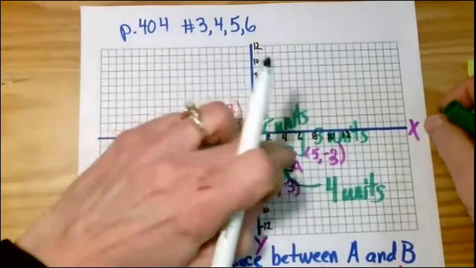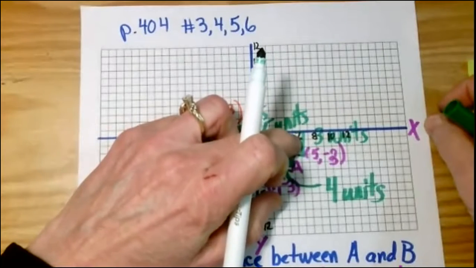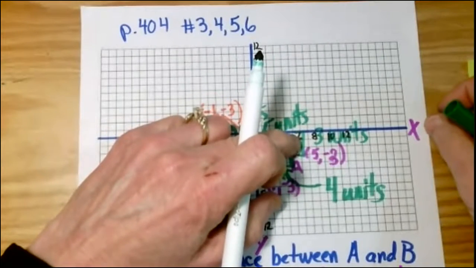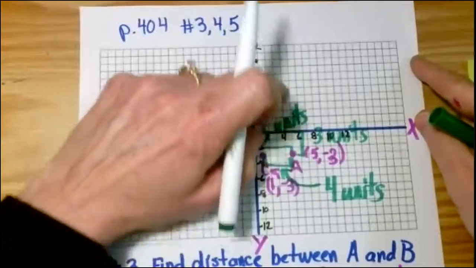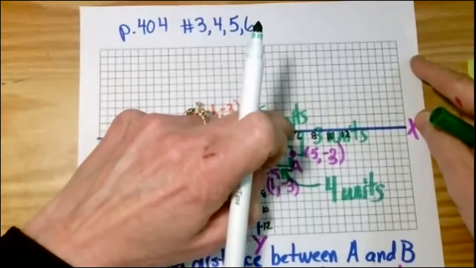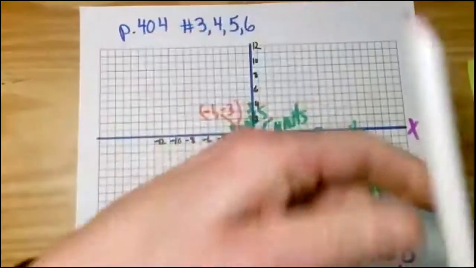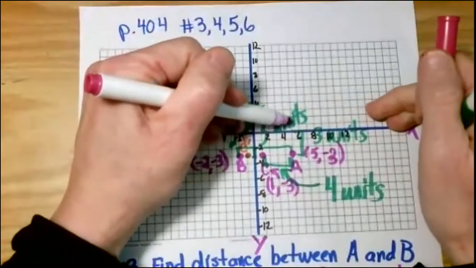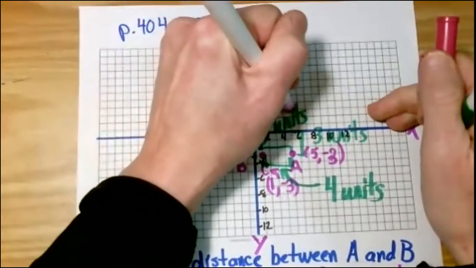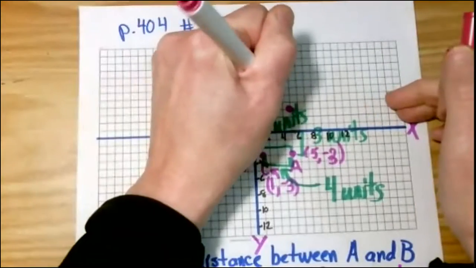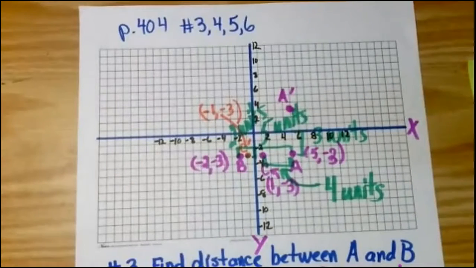below. You can see that. How many units do we have to be above the x-axis? Exactly, another 3. We have to stay on this line. So 1, 2, 3. I'm going to put a little pink dot there. 1, 2, 3. So that's going to be A prime, the reflected point.